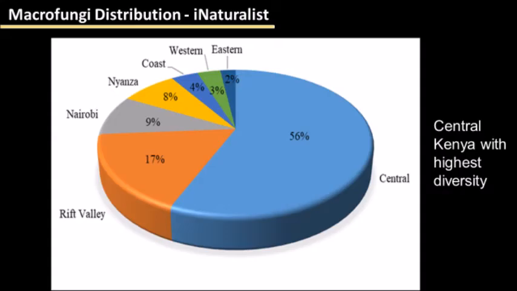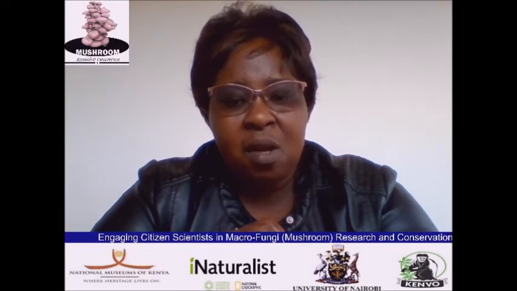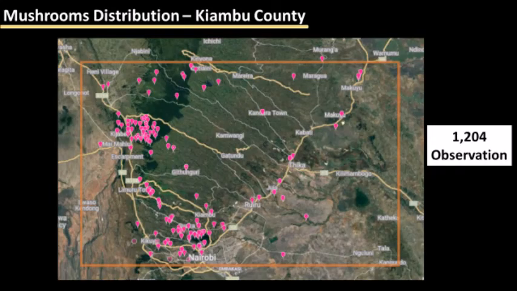When we translate this data into a graph, we can see very high mushroom density in central Kenya compared to other regions. This is understandable because this is where we have a detailed monitoring program in Aberdare Forest. Using this data collected now by the citizen scientists, we can now see how mushrooms are distributed across different counties in Kenya. In this slide, we show how mushrooms are distributed across the Kiambu County.